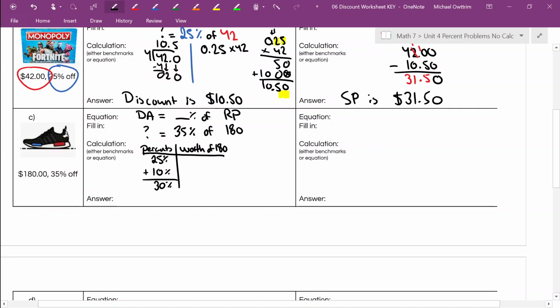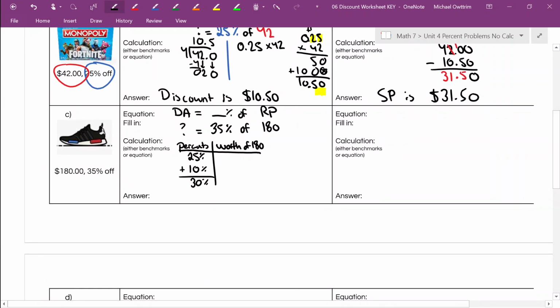25% is the number divided by 4. So if we do our 180 divided by 4, 4 goes into 1 0 times, 4 goes into 18 4 times, and 4 goes into 20 5 times. And then our 10% just moves our dot once, so it's just 18 instead of 180. We'll add those together. 5 plus 8 is 13, carry 1, and then 1 plus 4 plus 1 is 6. So our answer is that our discount is $63 in this case.